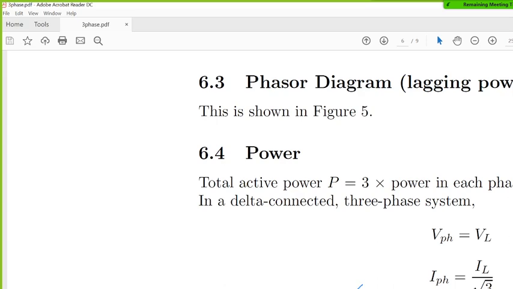This is this. V phase is replace. Okay, Harsh, so I have just replaced V phase and I phase in this equation by the ones I wrote and you will get 27.